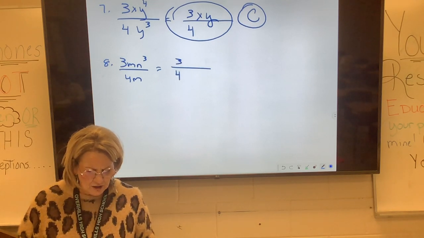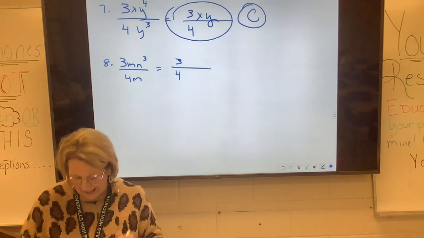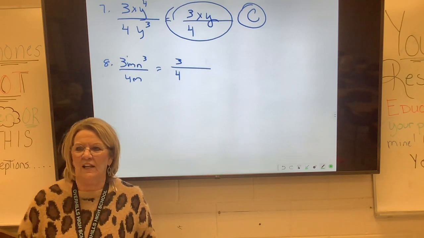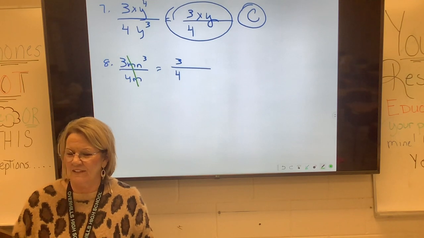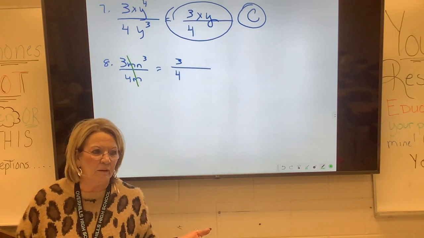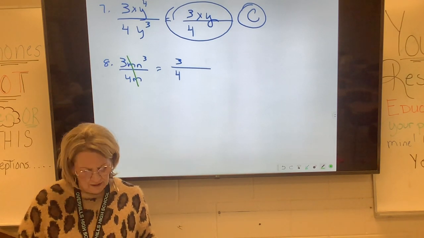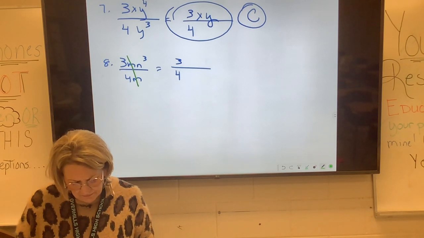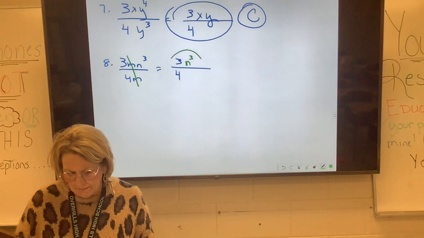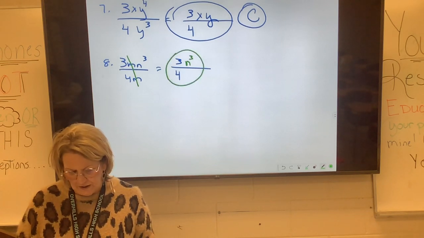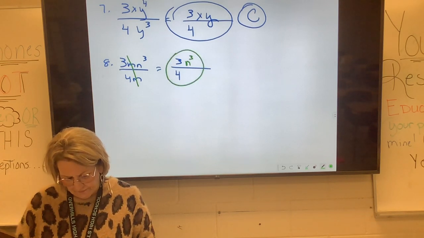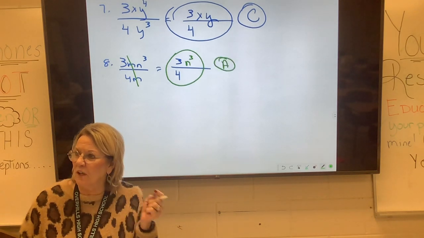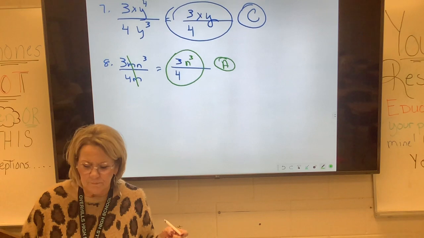Now, my m on the top and my m on the bottom are exactly the same. So if they are exactly the same, they cancel out. Because m over m is 1. It just cancels out. And I have an n^3 on top and I don't have one on the bottom. I have to leave it on the top. That is my answer, which is A. So far, so good. Y'all with me? Okay.